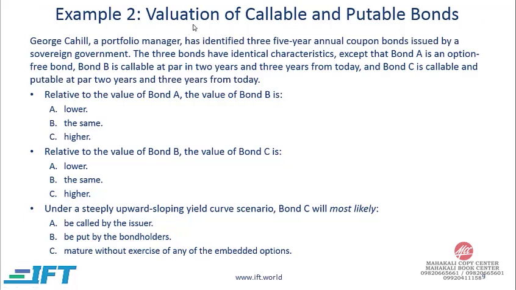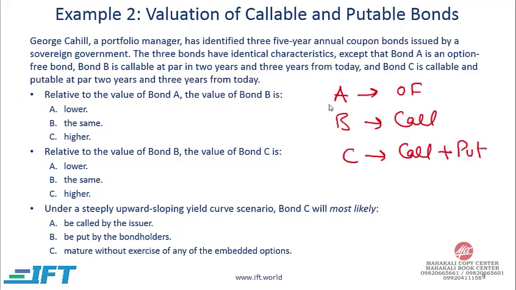Example 2 compares the value of callable and puttable bonds. I want you to do this before looking at the solution. Notice that bond A is option free, so it's a straight bond. B has an embedded call option, and C has both a call option and a put option. We've not said this explicitly before, but it is indeed possible for a bond to have both these options.